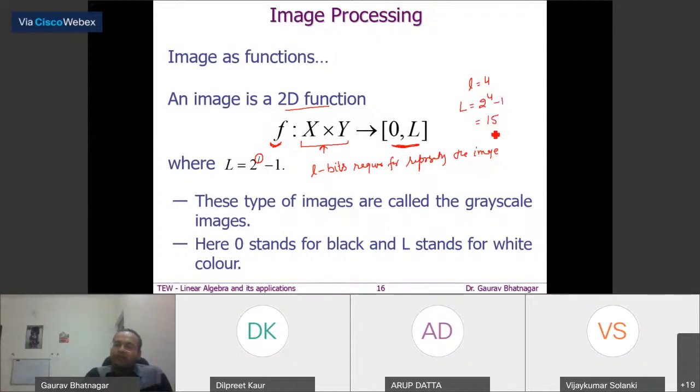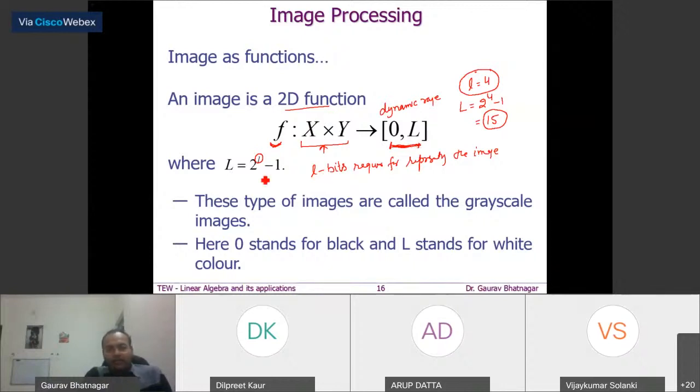So the meaning is, whatever representation I am looking at for a particular image, it certainly uses only 15 symbols, or 15 values are going to be there. This value of L, which is nothing but the bit representation required for representing the image, will create this particular interval or range, and this is called the dynamic range of a particular image. This is nothing but the range for this particular function. But when you talk about image processing, it is going to be the dynamic range of that particular image.